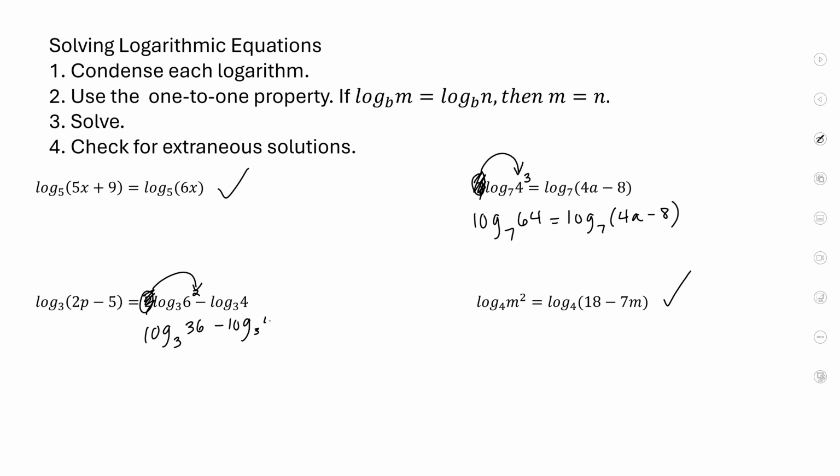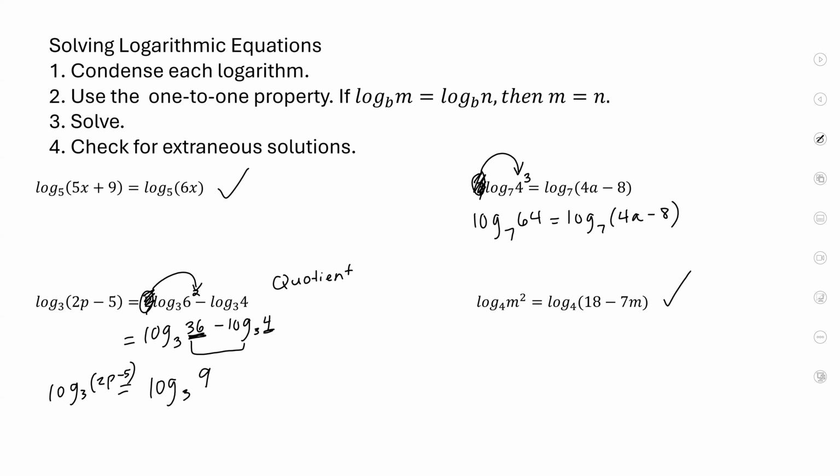I'm not done condensing. What property do I use here? Quotient. That means I divide. So what is 36 divided by 4? 9. Don't forget to write a single log. Log base 3 of 9 is what it condenses to. This side can stay the same. So guys, that is the very first step of these. You need to condense it, where you just have a single log on both sides.